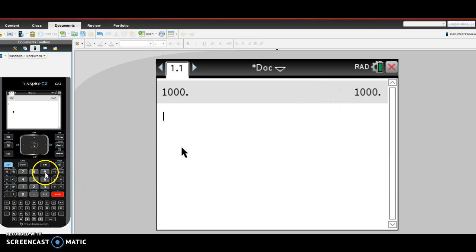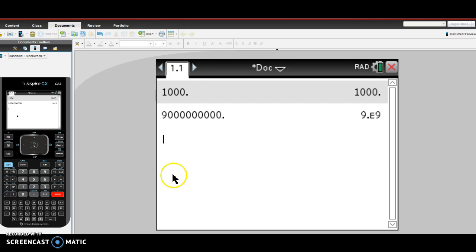If you had 9 times 10 to the ninth, you would type in 9, hit the double E button, 9. Press enter, and you'll see that's a 9 followed by 9 zeros, which is 9 billion, and it writes it in scientific notation as 9E9.